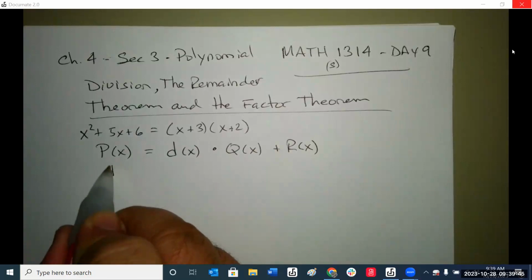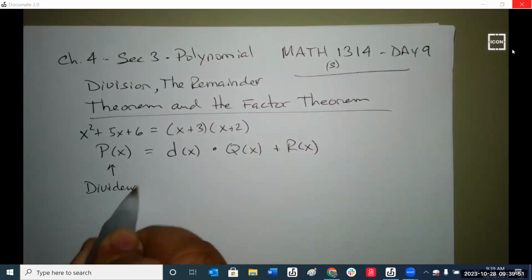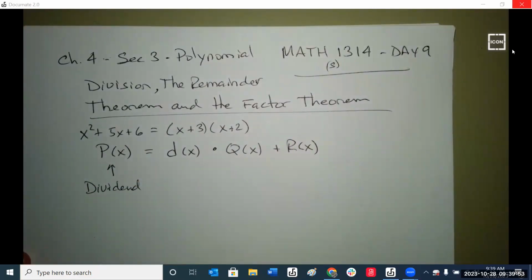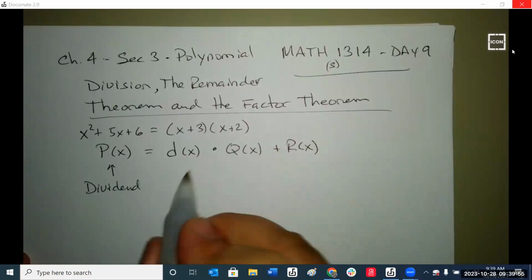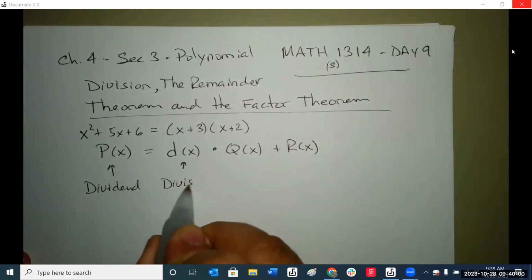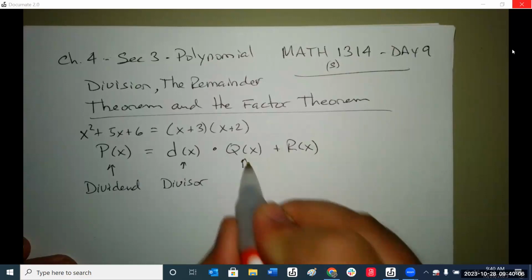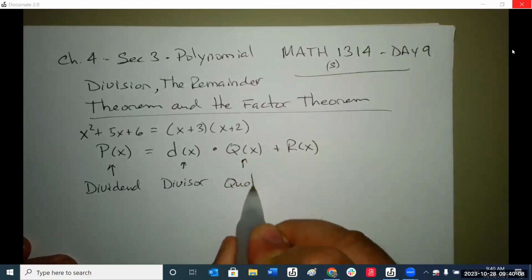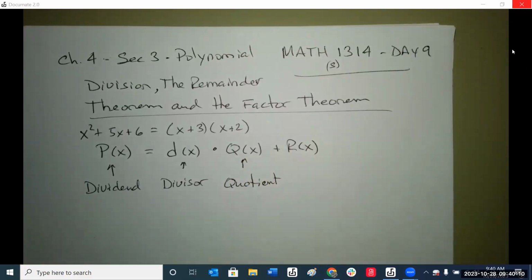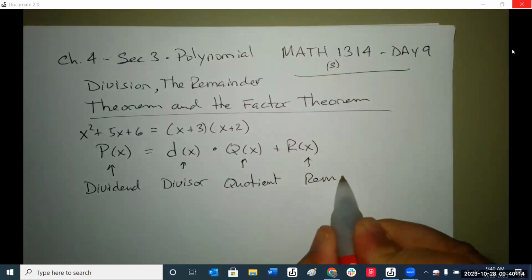So this part here, the question part, is called the dividend. This little d is called the divisor. This is what you divide by. This is called the quotient. And this is called the remainder.